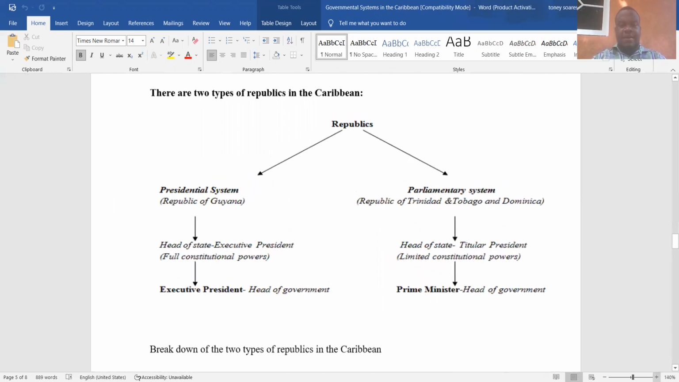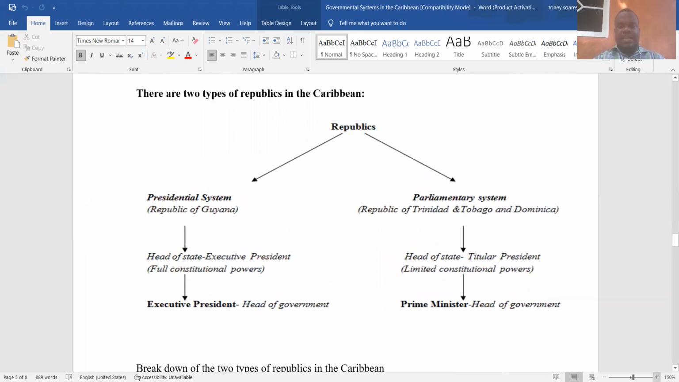Let me make it a little bit bigger so that you can see it. Yes, I have extended the page and I'm hoping, ladies and gentlemen, that you can actually see it. So there are two types of republics. There is the presidential republic, like for example, Guyana uses this system, and then there's the parliamentary system, which Trinidad and Tobago and Dominica use.